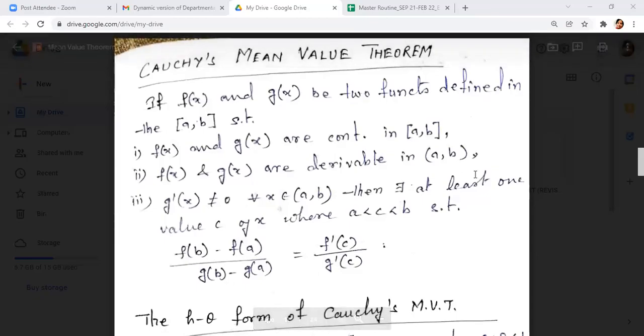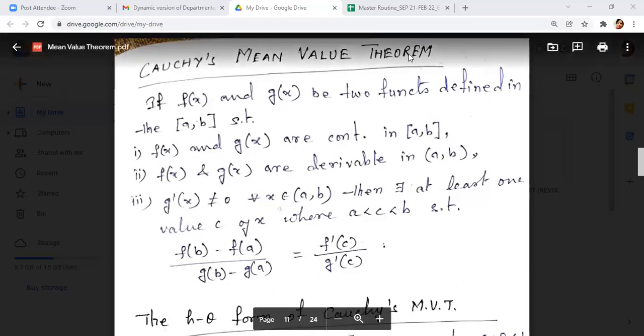So first, today we are going to learn Cauchy's mean value theorem for two functions. If two functions are there with us, what they are saying is that if f(x) and g(x) are two functions defined in a closed interval [a, b], where a and b are any two constant quantities, following the satisfying conditions.